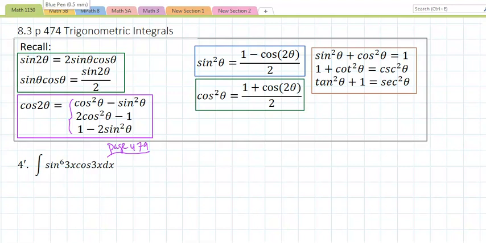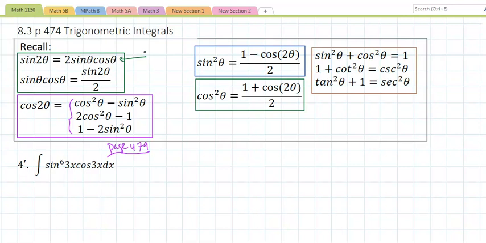Section 8.3 is on page 474, talks about trigonometric integrals. And here in this section, we need a quick refresher of two main identities, the double angles. To start with, double angle, we know that the sine of 2 theta equals twice the sine of theta cosine of theta.